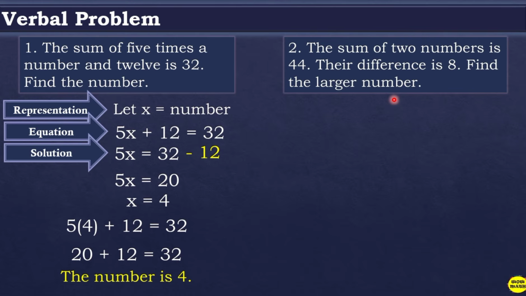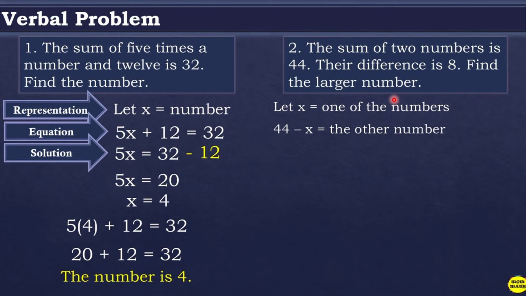So, the sum of two numbers is 44. Their difference is 8. Find the larger number. So, represent natin. Yung x natin, this is one of the numbers, kasi two numbers siya. Yung other number, i-represent natin siya as 44 minus x. Saan natin nakuha yung 44? Kasi ang sum daw po nung dalawang numbers natin ay 44. So, ibig sabihin, pag minus natin yung isa sa mga number dito sa 44, yun yung isang number mo. So, 44 minus the other number, yun yung isang number.